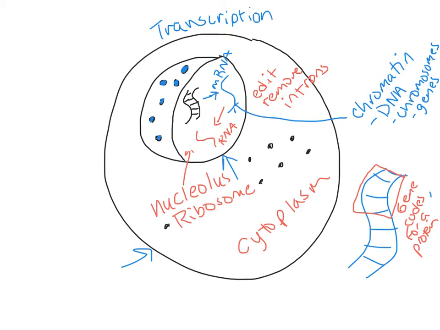And now we have a messenger RNA that's ready to leave the nucleus. It can leave the nucleus through the little pores. So the messenger RNA leaves through the pore, goes out to the cytoplasm, and attaches itself to one of those little ribosomes. Right? So now we have a ribosome and a messenger RNA on there.